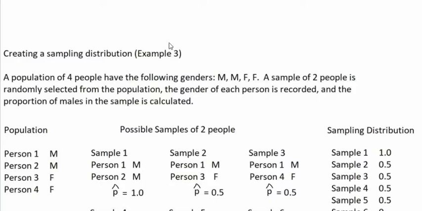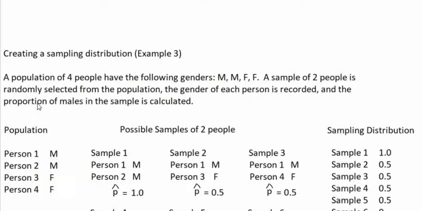Let's go back to the problem that we were starting at the end of the last video. In this problem, a mean isn't being calculated. Instead, a proportion is being calculated. So I need to explain what a proportion is. A proportion is just a percentage written as a decimal.